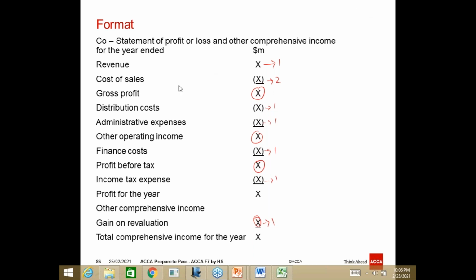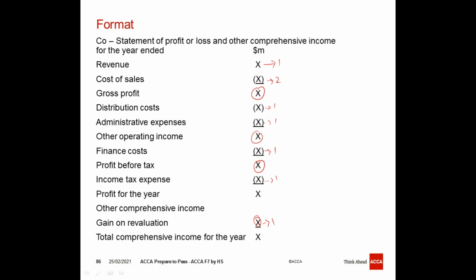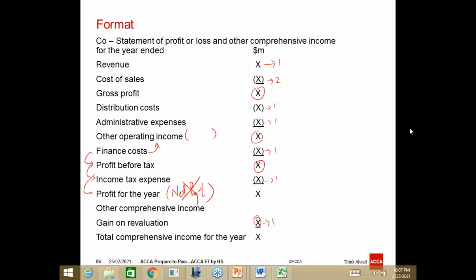The income statement should be in this line. So if you wanted to add any sort of other income, any gains, it should be reported before the finance cost, because after the finance cost, we only have the income tax expense, and then we get the value of profit for the year. Even if you write the word net profit here, that means that you are in non-compliance of IAS 1.